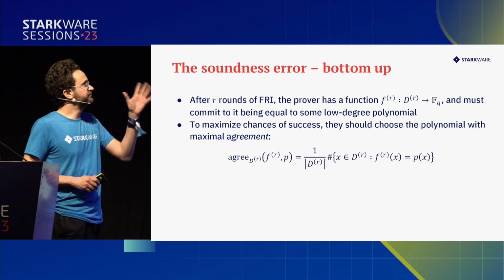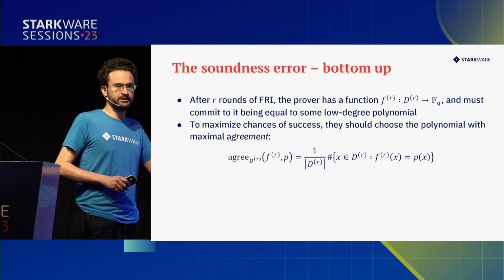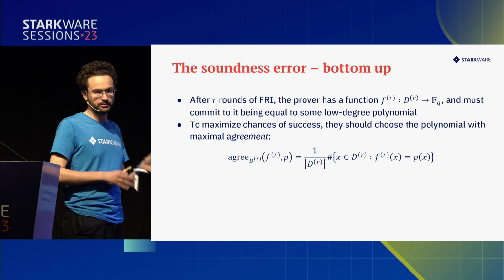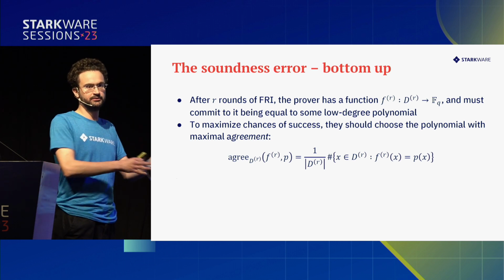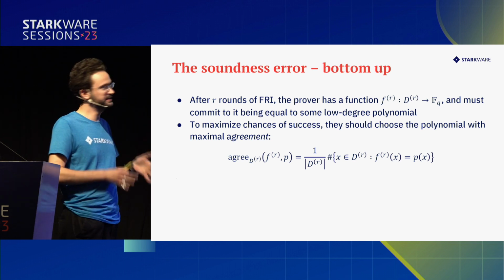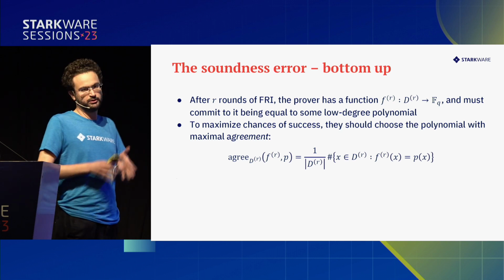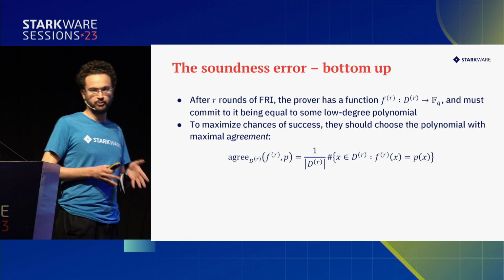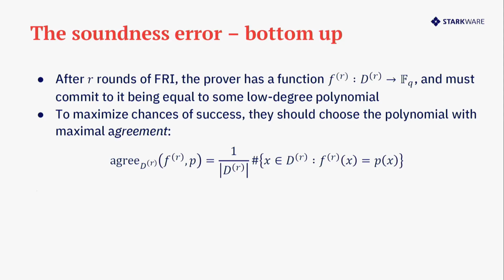So once we have this function and we want to falsely convince the verifier that this is some low degree polynomial, the best polynomial that we can tell the verifier that this must be is the polynomial that agrees with this function on the maximum number of points. The agreement between a function and the polynomial is just the number of points in the set that we evaluate on that we agree on, and we take this relative to the size of the set, so that the numbers would be between 0 and 1 instead of large.